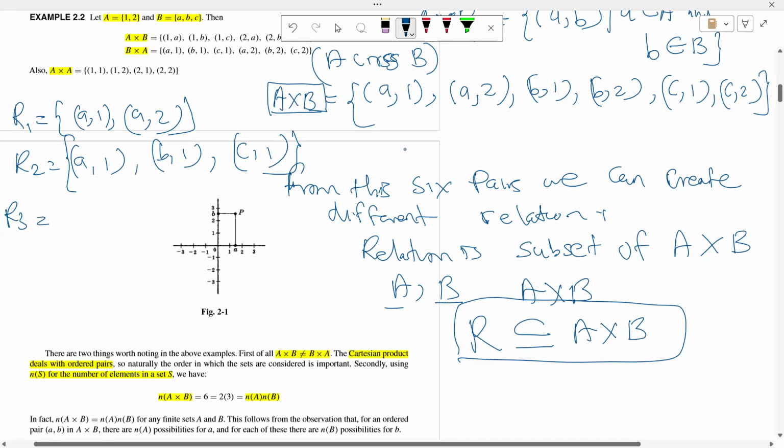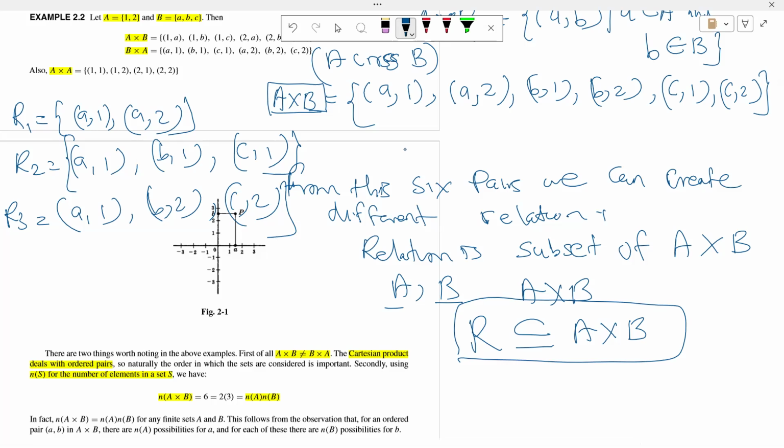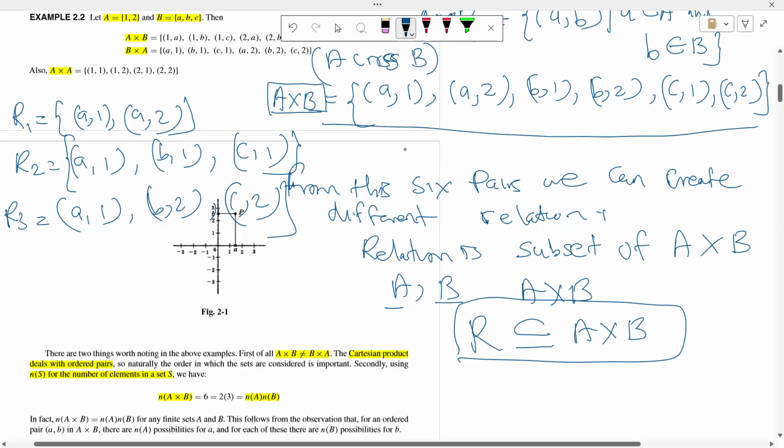Someone can create another relation: (A,1), (B,2), then (C,2). It's up to you. You are the one creating the relation. Now we need to find out the maximum number of relations we can create by using this A cross B. Is it possible? How to do that? Tell me.